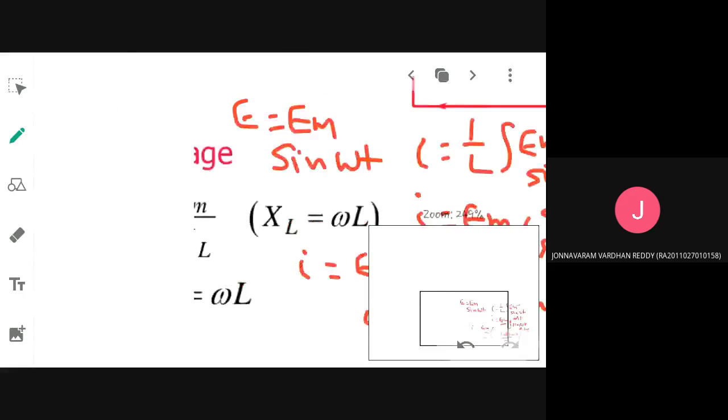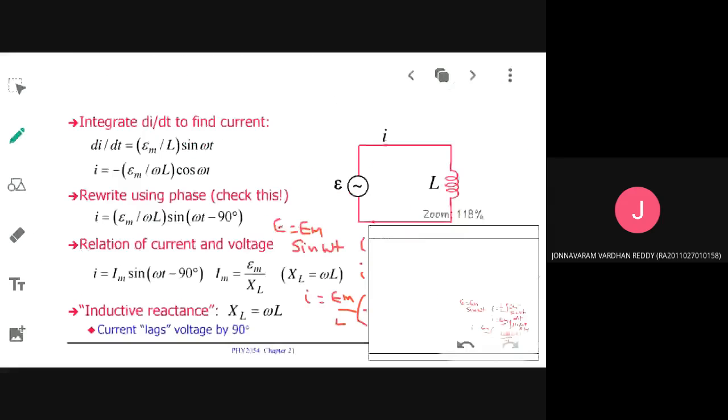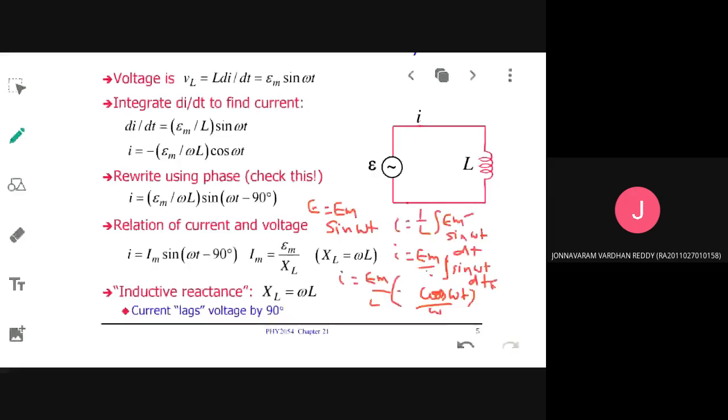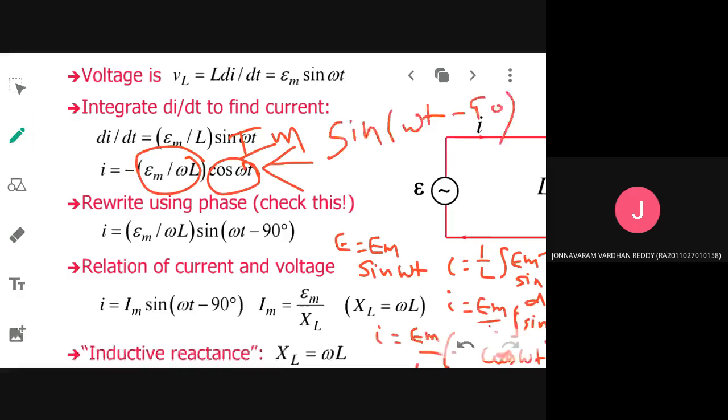That is what they would have done here. This is the equation we have got: minus cos omega t times EM divided by omega L. Now this whole thing they are denoting as Im. This minus cos omega t they are going to write as sin omega t minus 90, which is equivalent to minus cos omega t. Yesterday you were saying that there is no trigonometric formula equivalent to minus cos omega t. You are wrong: sin omega t minus 90 is equal to minus cos omega t.